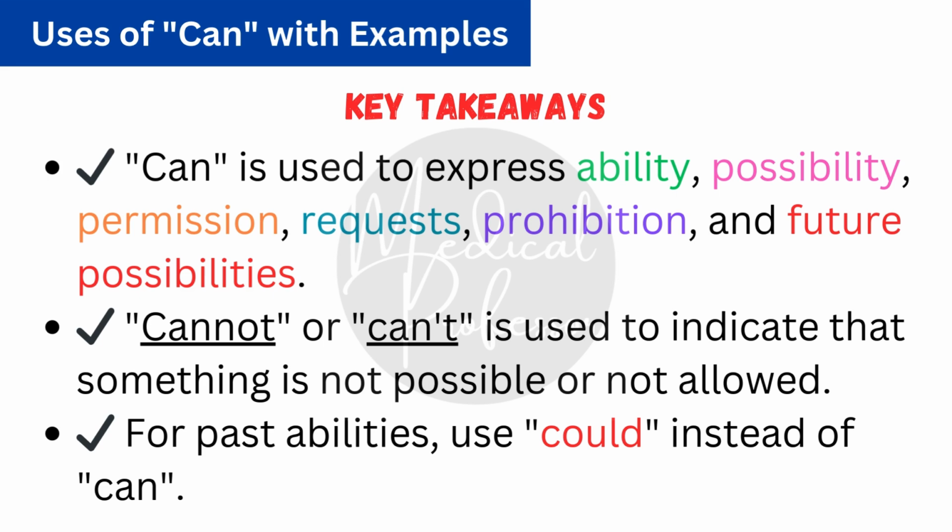Key takeaways. Can is used to express ability, possibility, permission, requests, prohibition, and future possibilities. Cannot or can't is used to indicate that something is not possible or not allowed. For past abilities, use could instead of can.